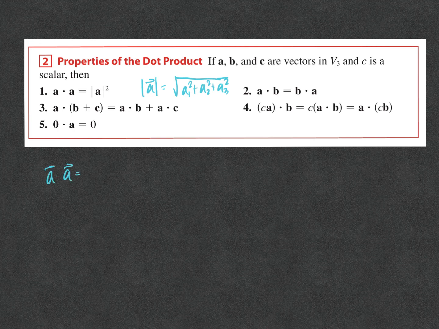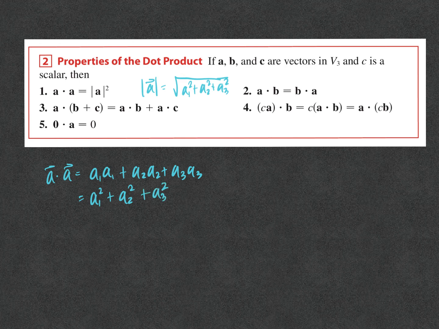So let's take A dot A. Remember, we're in 3 space. So we have A1 times A1 plus A2 times A2 plus A3 times A3. Remember the A is A1, A2, A3. So when we do that dot product, they look like this. So we're going to say this equals A1 squared plus A2 squared plus A3 squared.